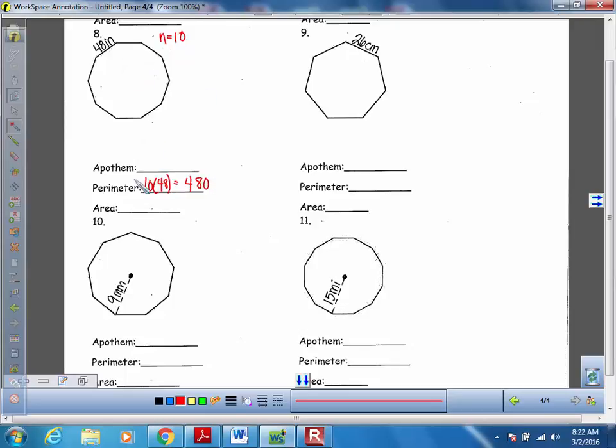Now, I don't have my apothem. That's what I need to find. So I'm going to go ahead and draw my center dot. I want to draw my radius.